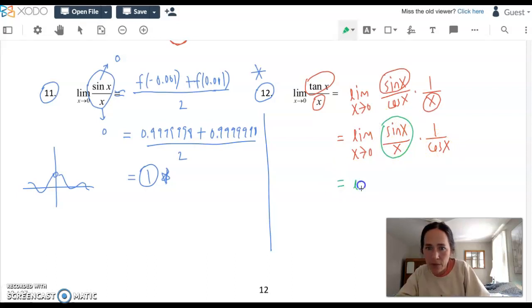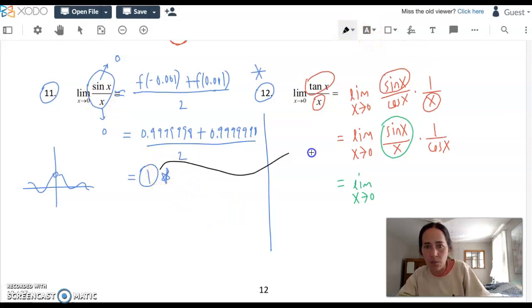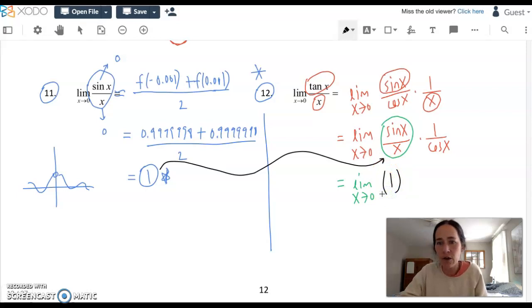Let me recopy the limit notation. So limit as x approaches 0. We just estimated with a calculator that the answer to this limit was the number 1. So I'm entitled to use that now, use what I already know. So that part of the limit is just the number 1.